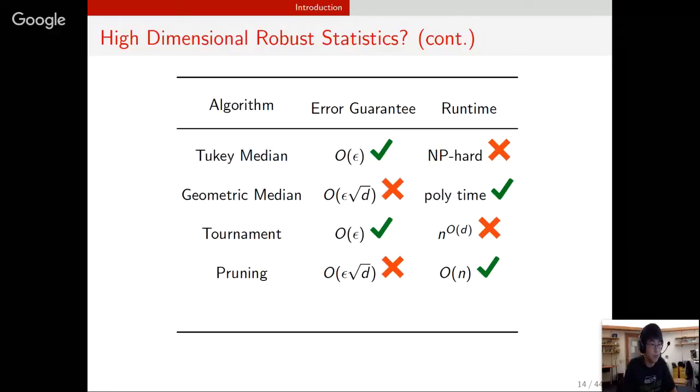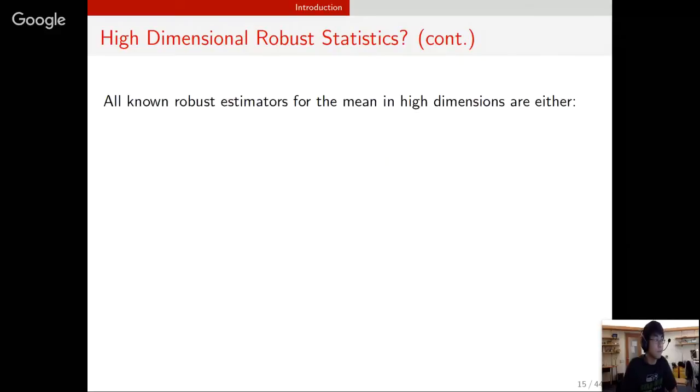Another algorithm called pruning, you can do in more or less linear time, but the error guarantee again loses its root d factor. And finally, there's a very popular algorithm in practice called RANSAC. And for the parameters that people run this for, you can run this in nearly linear time, but as far as I can tell, you actually don't get any non-trivial error guarantees in the worst case. This is not an important point, but anyways, the moral of the story is there's a lot of algorithms, but more or less all of them seem to either be computationally intractable.